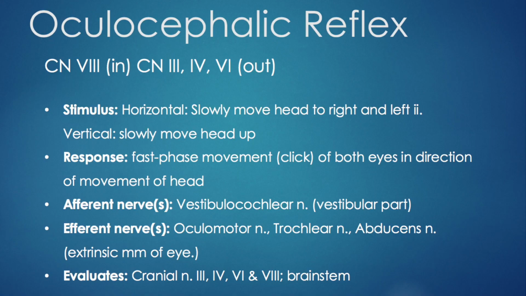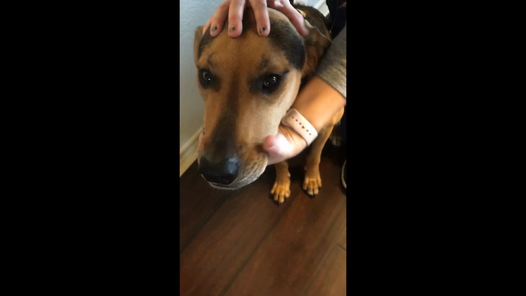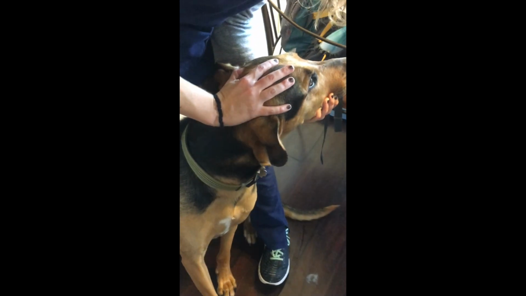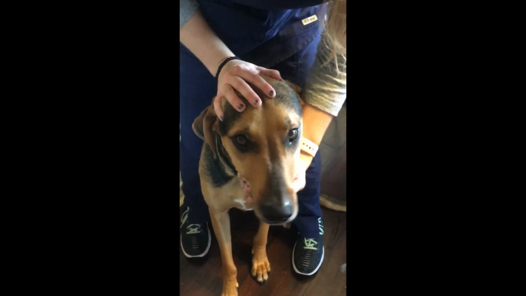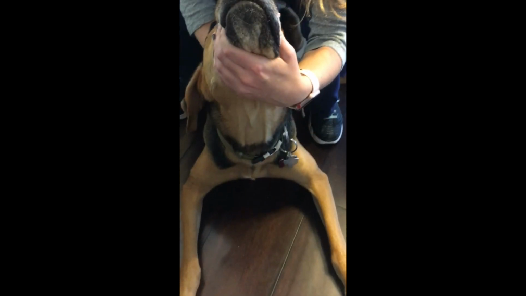The oculocephalic reflex evaluates 4 cranial nerves: cranial nerve 8 and cranial nerves 3, 4, and 6. To elicit this reflex, slowly move the head to the right, looking for the clicking motion of the eyes. Then slowly move it to the left. Remember to move slowly. Notice the quick clicking. Lastly, pull the head up and watch for the quick click of the eyes.